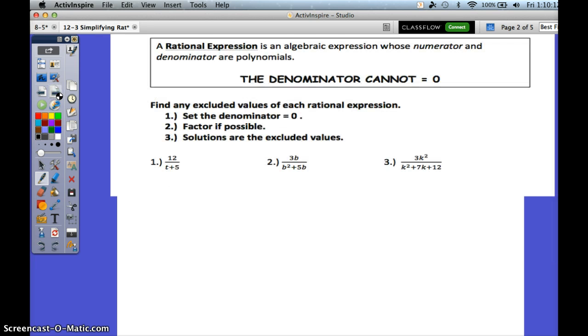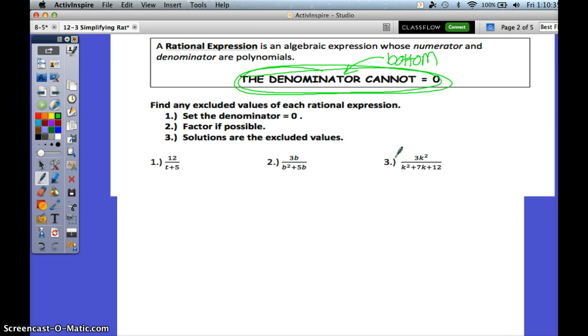So first, let's look at the definition of a rational expression. It is an algebraic expression whose numerator and denominator are polynomials. The denominator cannot equal 0. Just like any fraction, the denominator, in more simple terms, is the bottom of the fraction.